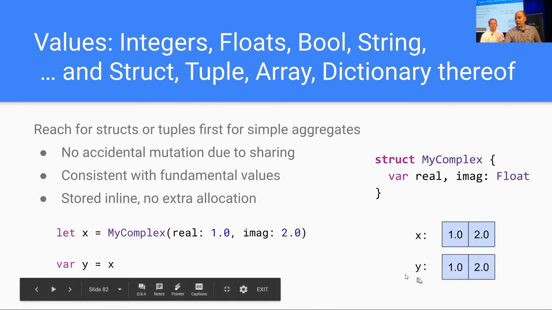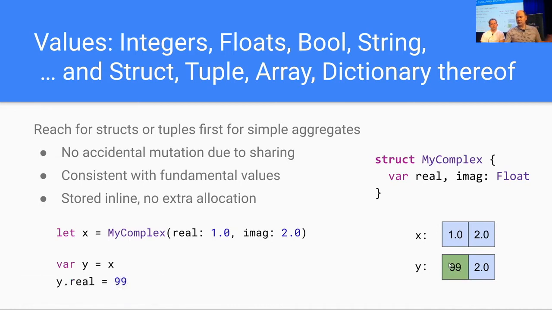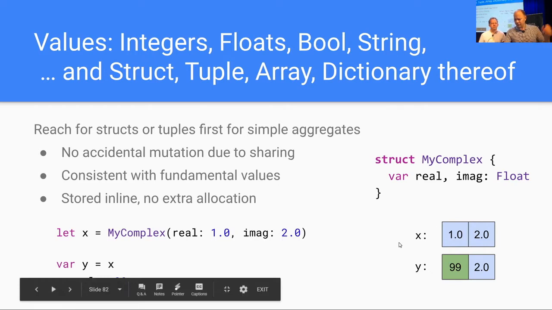And so if I introduce y as another instance of this struct, it also has a 1 and a 2. And if I go and I copy it, then I get another copy. And if I change one, then I update just y's. Right? This is, again, the way things should work. And so this works with structs, this works with tuples, this works with arrays and dictionaries and all that kind of stuff.